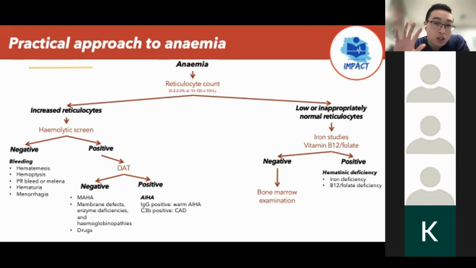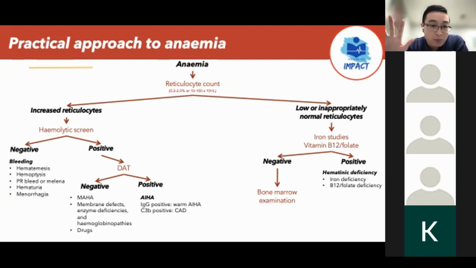And the fifth component is unconjugated bilirubin. This won't come with a routine LFT. So if you order an LFT, it will just give you a total bilirubin. Total bilirubin is unconjugated plus conjugated bilirubin. So if you want the unconjugated bilirubin, you need to specifically request that test. And unconjugated bilirubin is a pre-hepatic cause of jaundice. It will be expected to be elevated when you're hemolyzing.